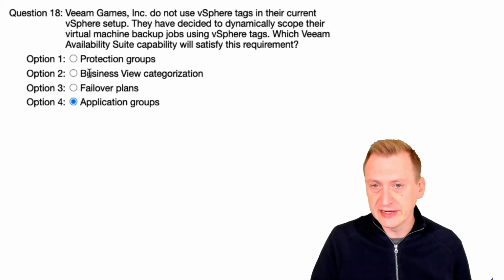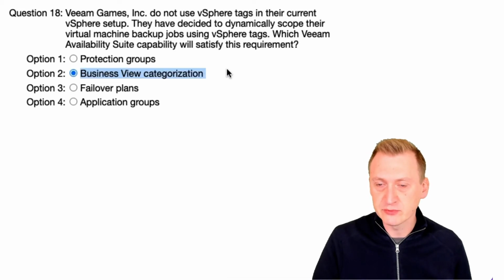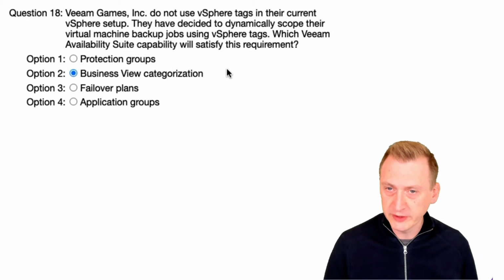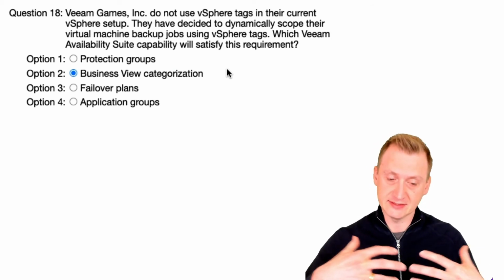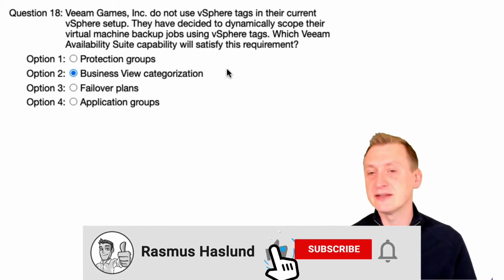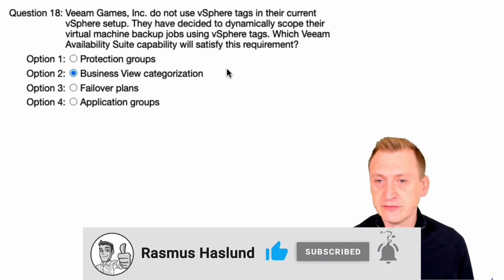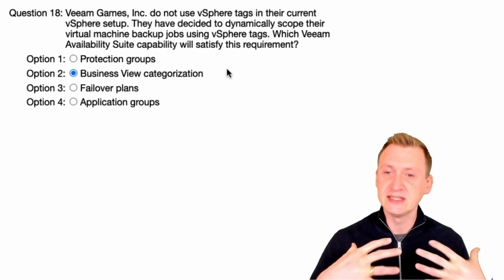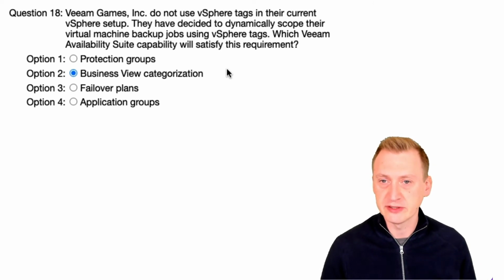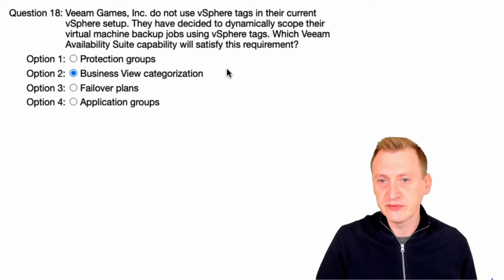So we only really have business view categorization left, which we can use with Veeam ONE to go and take our categorizations and dynamically, automatically tag those virtual machines in vSphere based on the categorizations that we've already done in Veeam ONE. So I'm going to go with option 2, business view categorization.